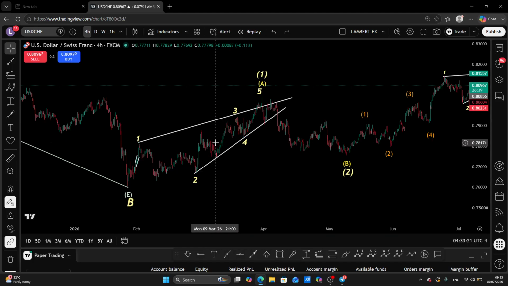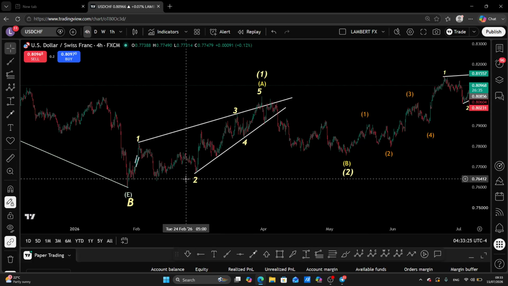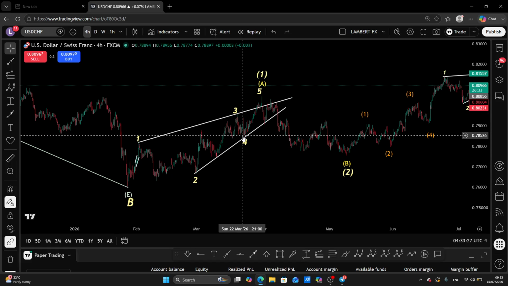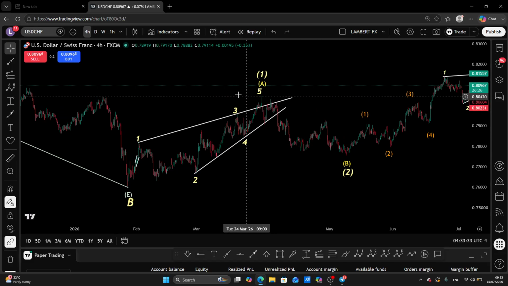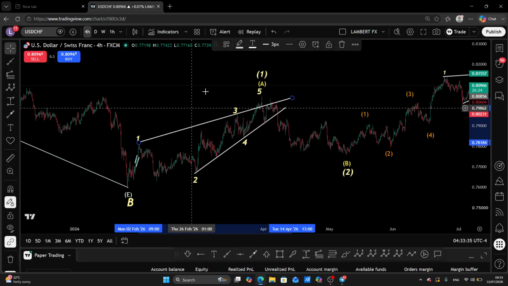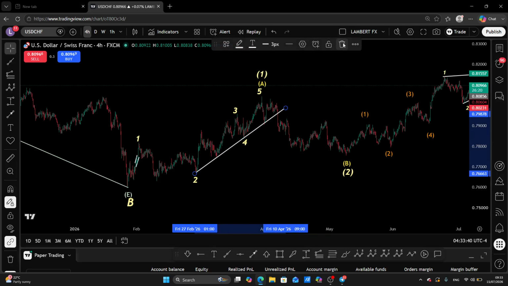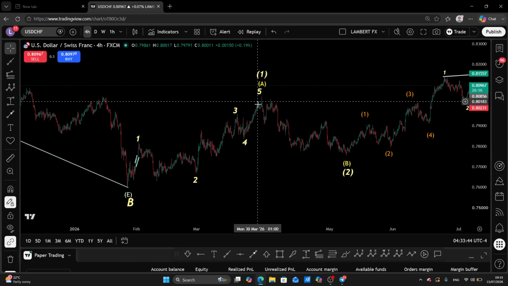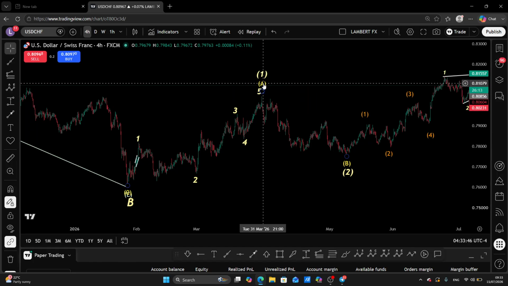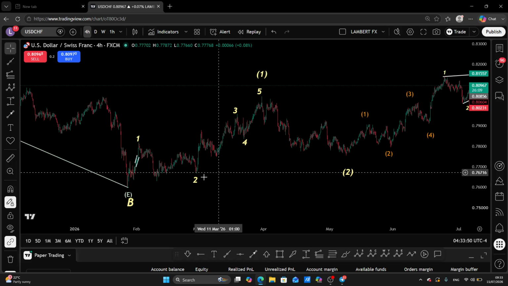Okay, so this is an impulsive leg: 1, 2, 3, 4, 5. Okay, so we've got 1, 2, a 3, a 4, yeah, a 4 and a 5. So fantastic. So this is not a leading diagonal. Yeah, so this is just a 5 leg impulsive leg. Okay, so I'm not sure why I got the leading diagonal in the first place, so ignore that. So get rid of the ABC.